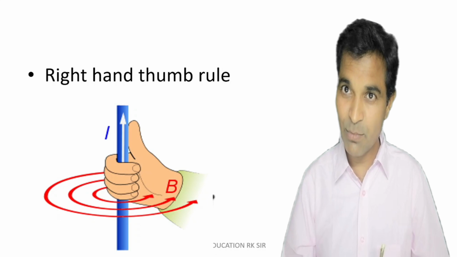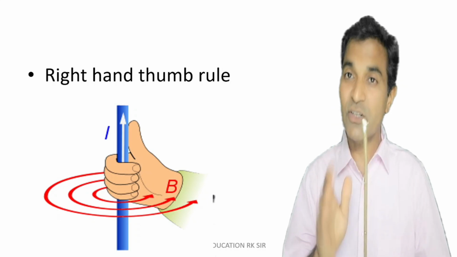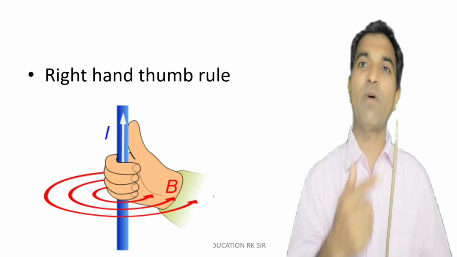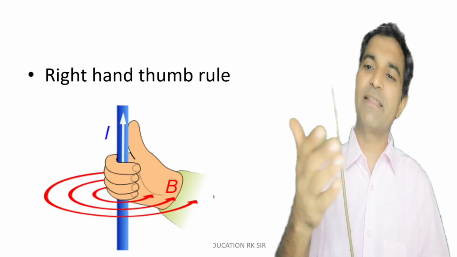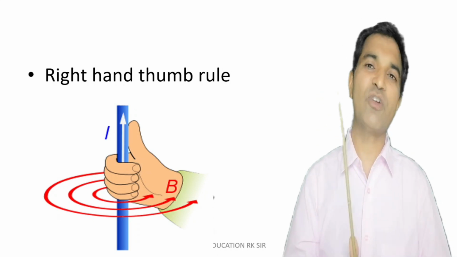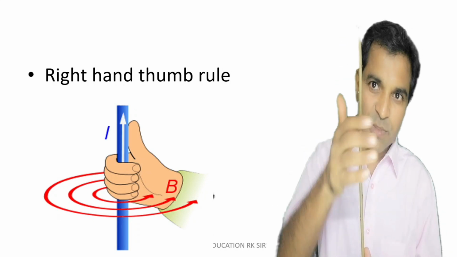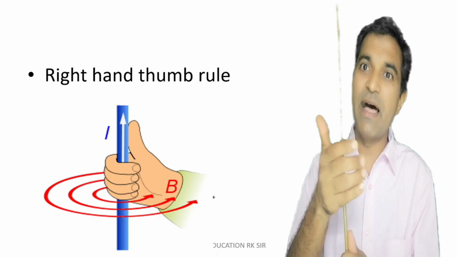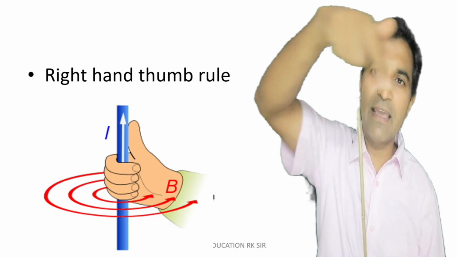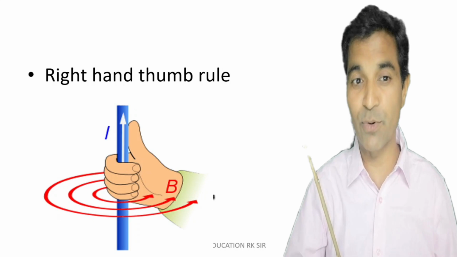Now what is the right hand thumb rule? According to the right hand thumb rule, the direction of the circles of a magnetic field can be given by the direction of the fingers if we represent the direction of the current with the help of the thumb. So if this is the direction of the thumb, then this will be the direction of magnetic lines of force. So this is known as the right hand thumb rule.